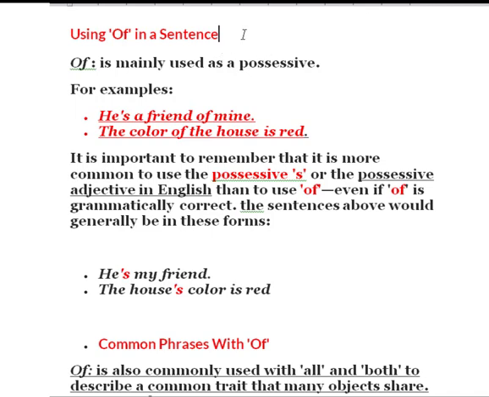In this lesson, we talk about using of in a sentence. Of is mainly used as a possessive. For example, we have two examples. He's a friend of mine. The color of the house is red.